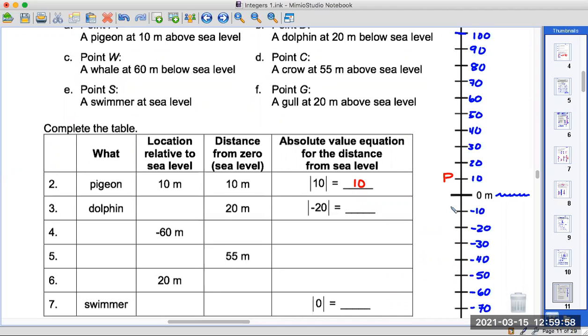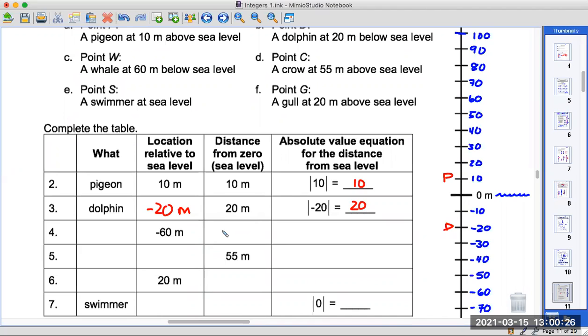Below. So our numbers are going to be negative, right? So the location relative to sea level is negative 20 meters. What's the distance to 0? 20, that's what this number is. So here's the dolphin, put a D, negative 20. So now what is the absolute value of negative 20? Positive 20, because it's the distance to 0.